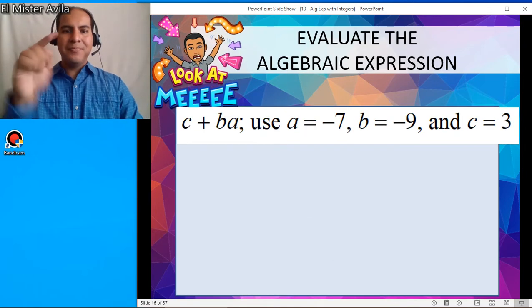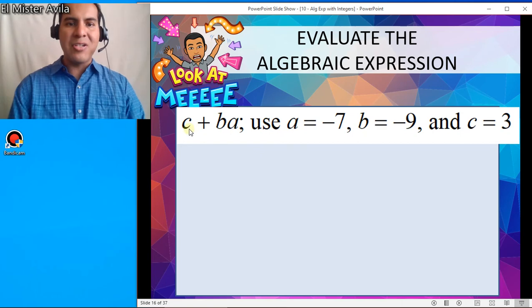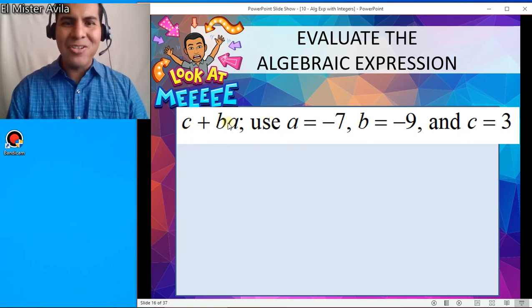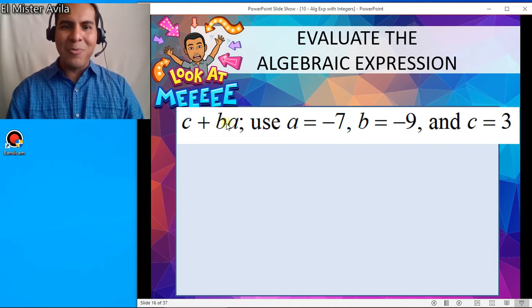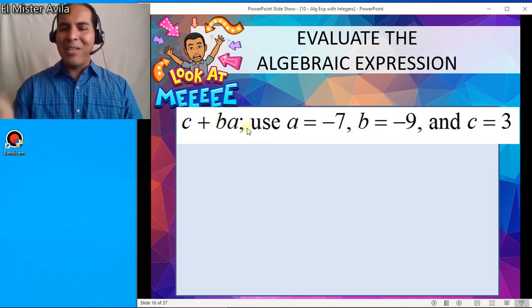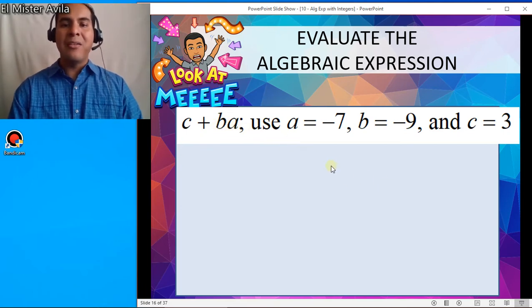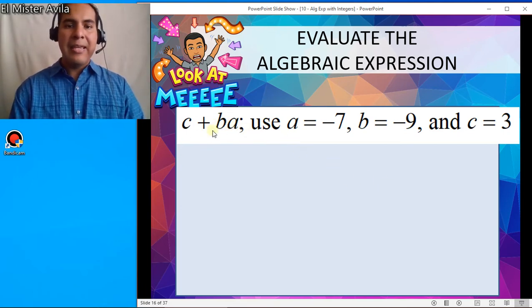My turn. Here we have the algebraic expression C plus B times A. Those lazy mathematicians, they don't want to put the multiplication symbol right there between the B and the A. That multiplication symbol just always gets thrown out. Here we have B times A. So let's replace the values of the variables in this algebraic expression.